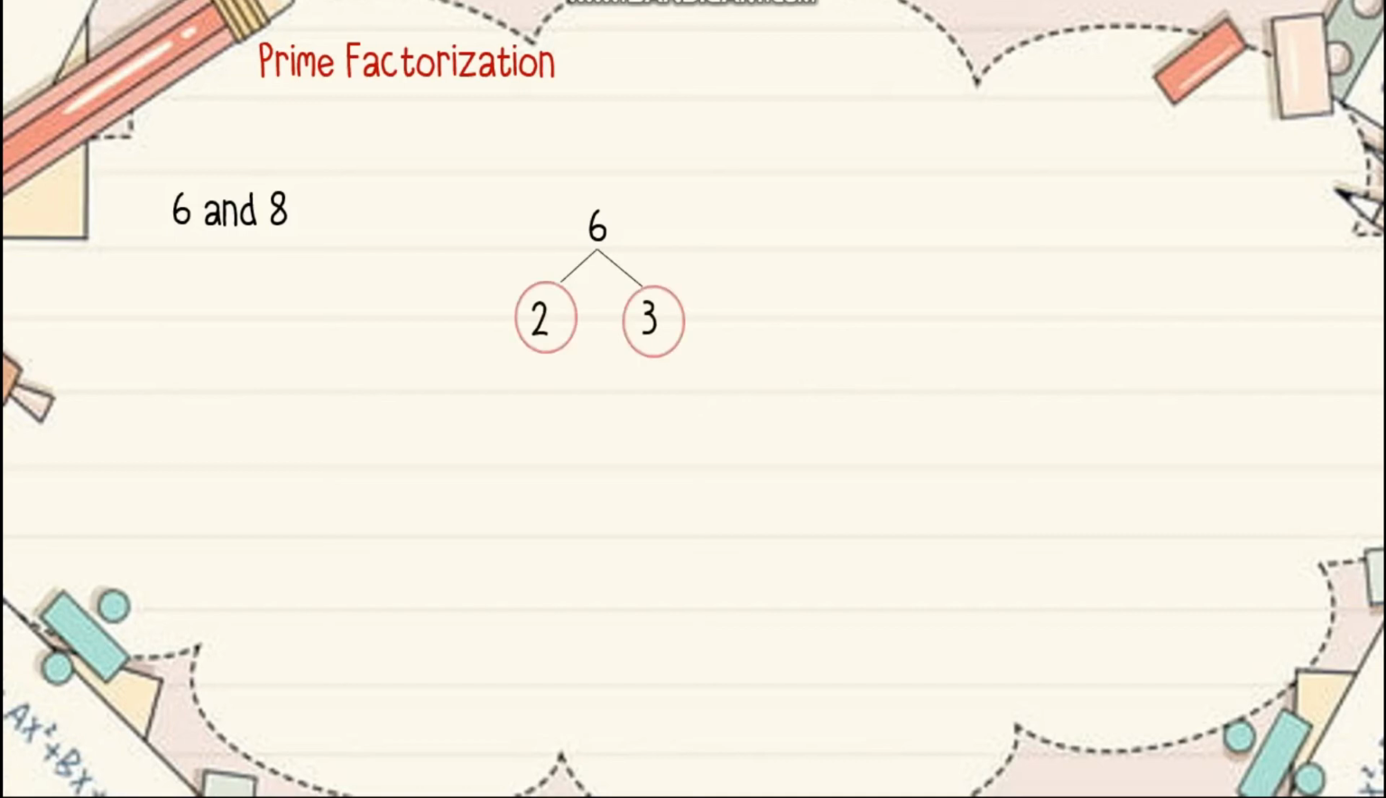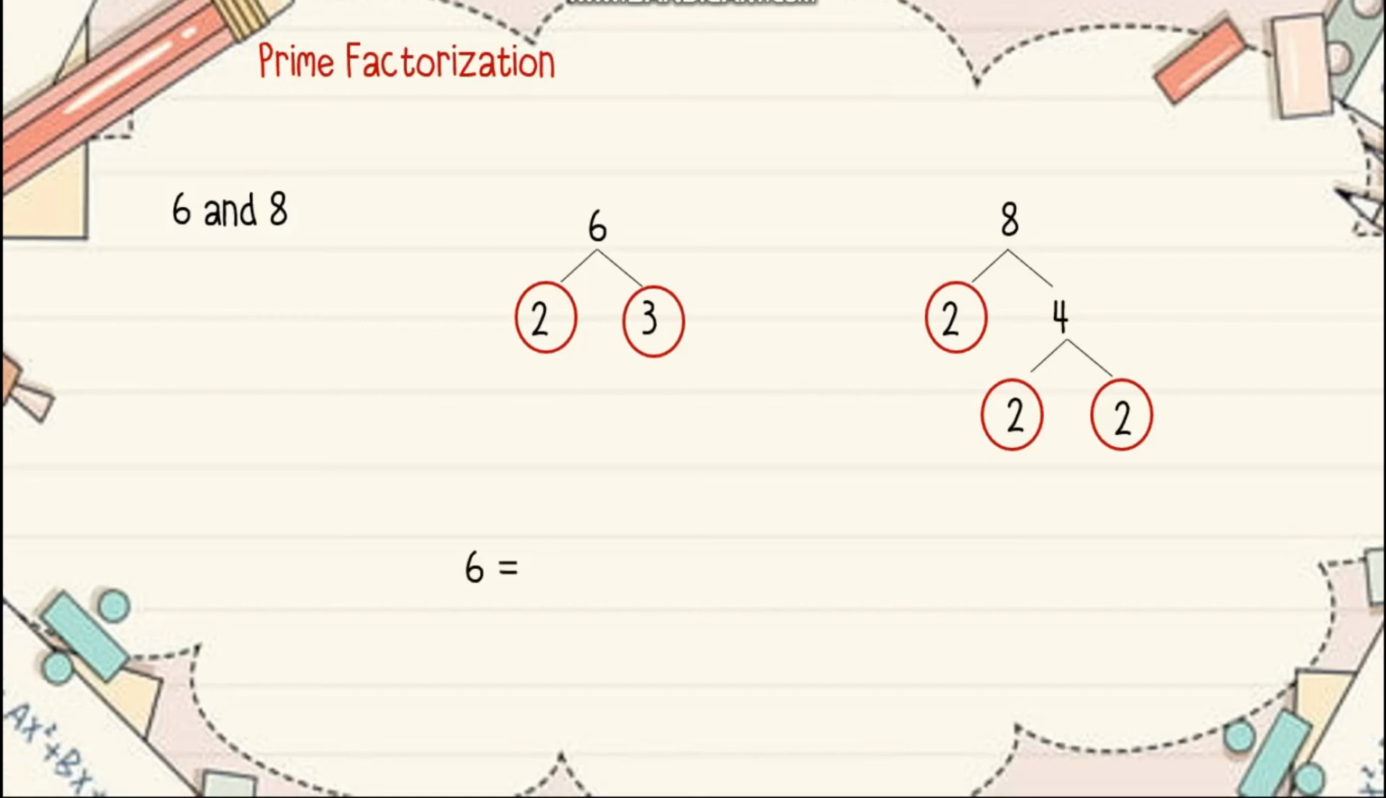The next method in finding the LCM is what we call prime factorization. So again, we're going to list all the prime factors of the given numbers. So let's have again 6 and 8. Getting the prime factors of 6, we're going to have 2 and 3. Again, 2 and 3 are already prime numbers. While in 8, factoring 8, we're going to have 2 times 4. 2 is already a prime number. So we still need to factor 4. And we're going to have 2 times 2.